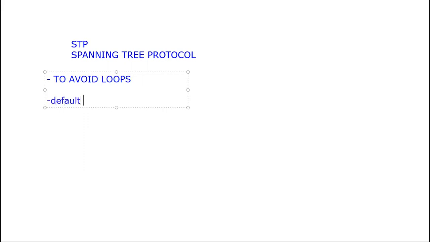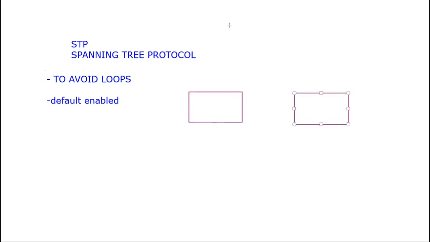This is default enabled on the switches. Now, how the loops are generated. First of all, to understand how the loops are avoided, you should know how loops can be generated. So for that, let's take an example. Let's say we have two switches, and they are connected together like this. Switch 1 and switch 2.